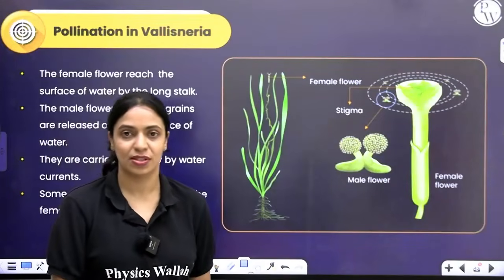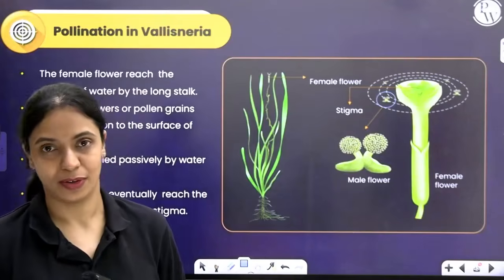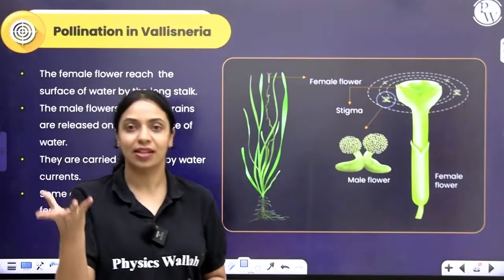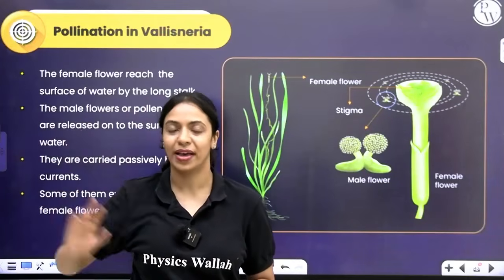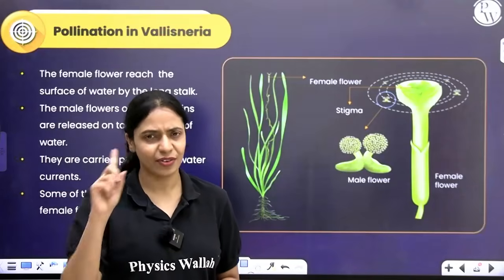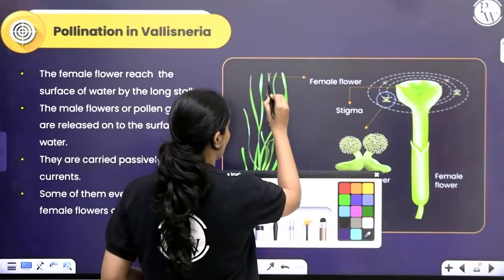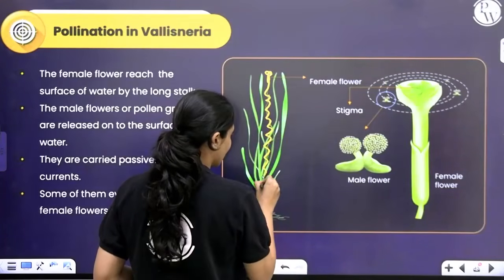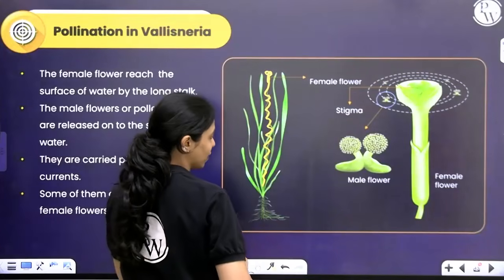The male plant produces the male flowers or the pollen grains. The female plant produces the female flowers. The male flowers produced by the male plant will get released outside and they will start floating on the surface of water passively. The female flower will not get released. The female flower will have a very long coiled stalk like this. Okay, so this is the flower. This is its stalk. Initially it will be coiled and present inside the water.